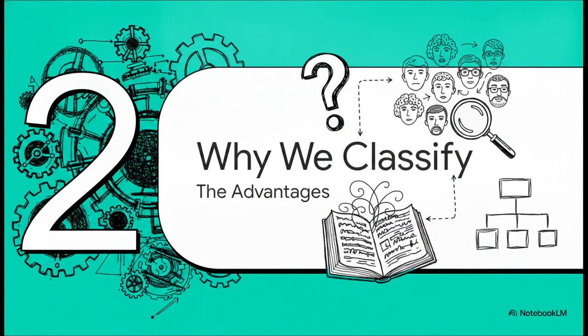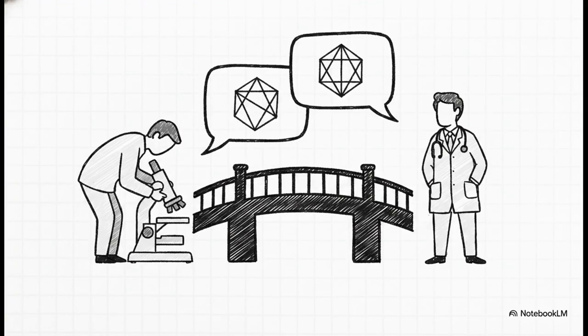Section 2. Why we classify. The advantages. Now, you might be wondering, if diagnosing the mind is so incredibly subjective, why do we even bother writing these massive diagnostic rulebooks in the first place? Well, the advantages are actually profound. The primary role of these systems is to organize a wildly confusing array of symptoms in an agreed-upon manner. It basically acts as a common language.